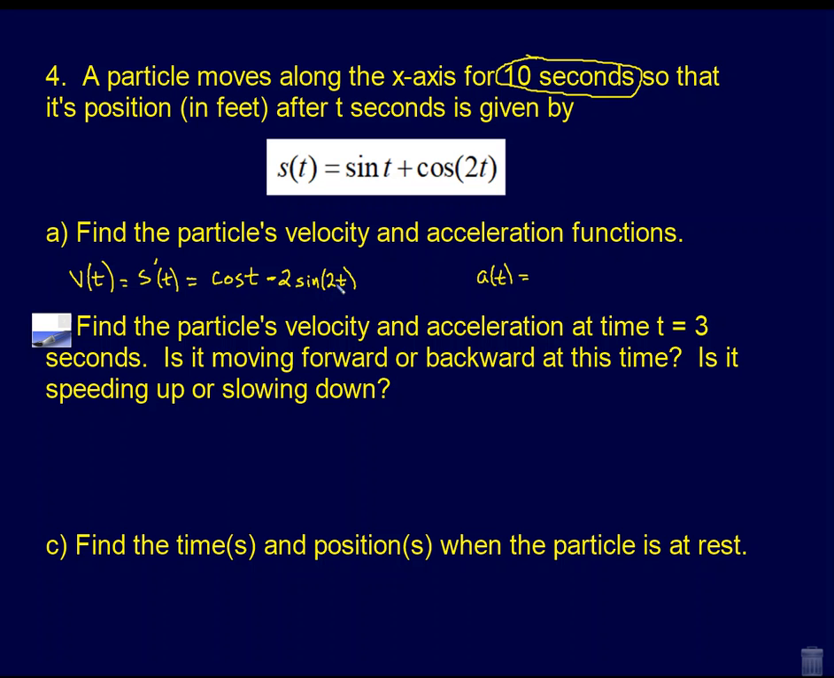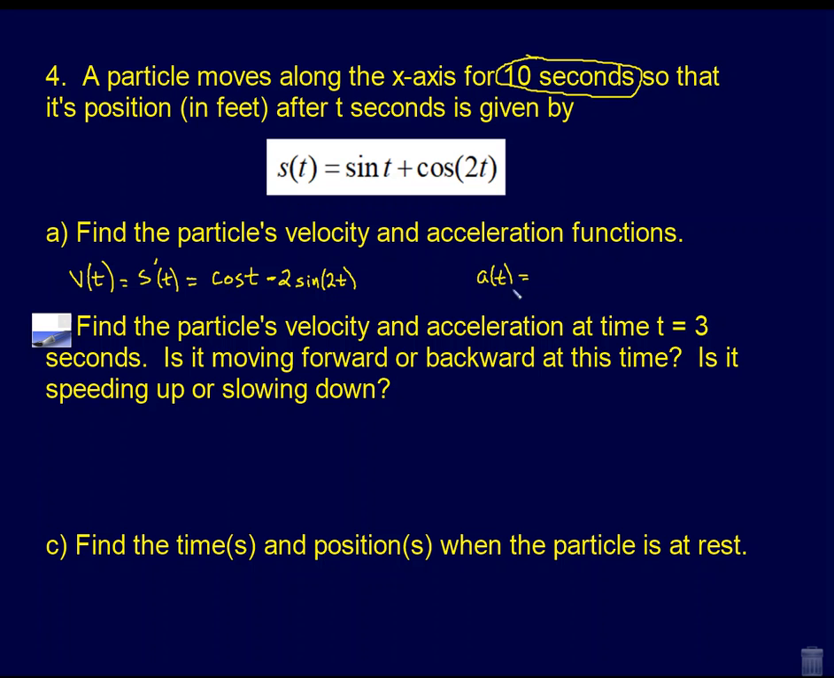If I want to know how fast it's moving, I could plug in various times between 0 and 10 seconds, and it would tell me how fast it's moving. Also remember, if the value of this is positive, we know the direction is to the right. It's moving to the right. And if the number this spits out is negative, I know that the motion is moving to the left.